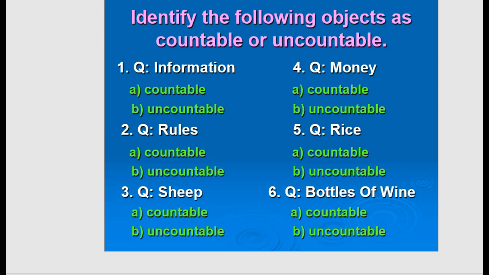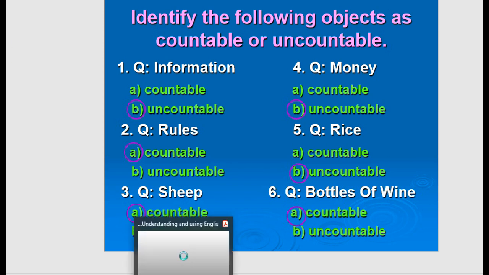More exercises. Here is one exercise: identify the following objects as countable or uncountable. We have information. Is it countable or uncountable? When you recognize information, we can say it's uncountable. We have rules, it's countable. We have sheep, it's countable, and money is uncountable. You can check the answers here. I will upload this slide to you later, plus the book.